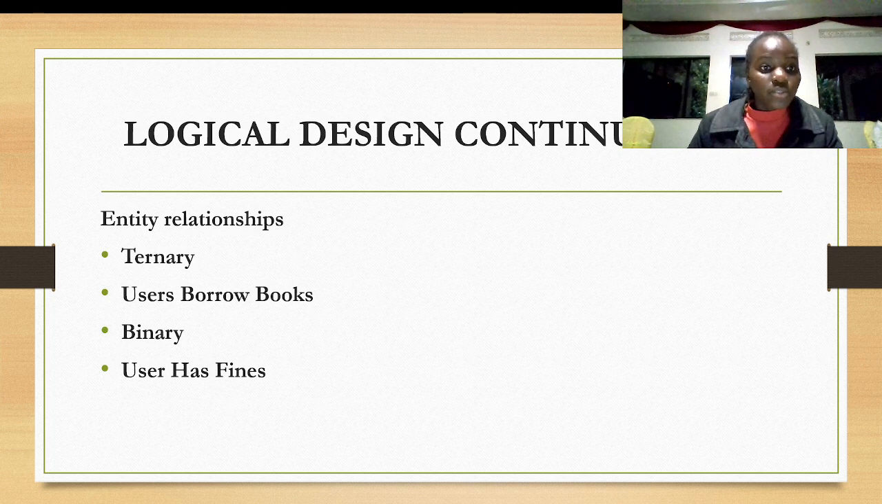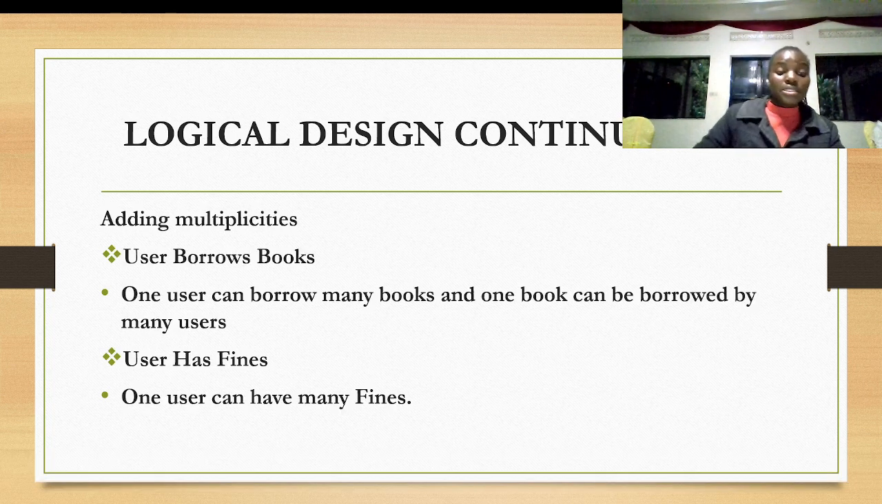So we go to the entity relationships. Entity relationships are the connections, like how each entity is connected to the other. We have the binary relationship and we have the ternary. For the binary relationship, a user can have many fines, or has fines. Then for the ternary, that is many to many: the users borrow books. This is more explained when we add in the multiplicities.